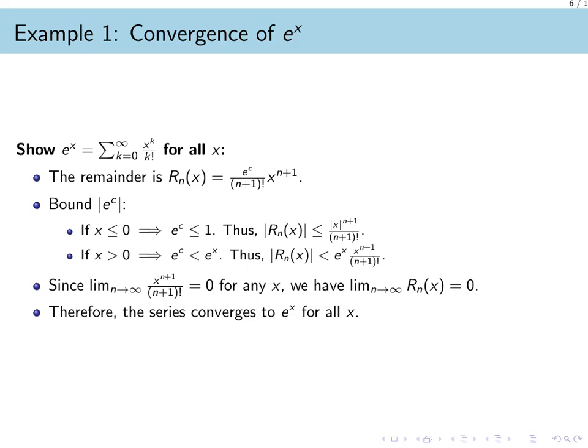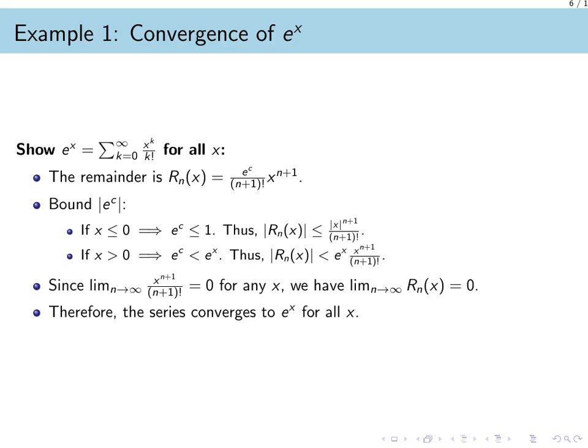Now we will show that the Taylor series for e to the power of x converges to the function itself for all values of x. This requires proving that the remainder term, R sub n of x, goes to 0 as n approaches infinity. The remainder is given by the formula e to the power of c divided by (n plus 1) factorial times x to the power of n plus 1, where c is some number between 0 and x.